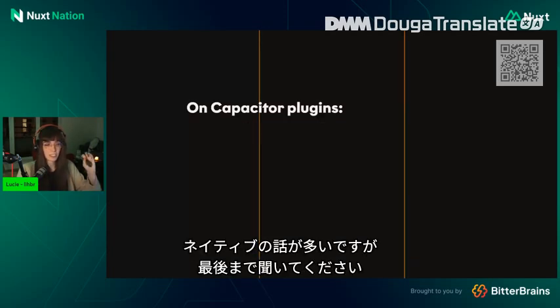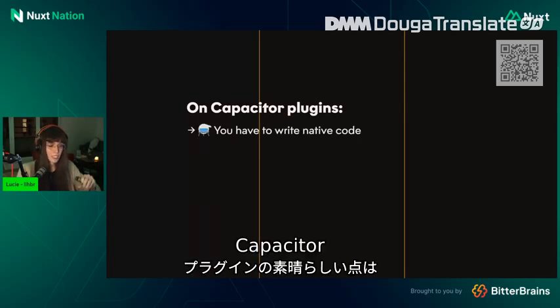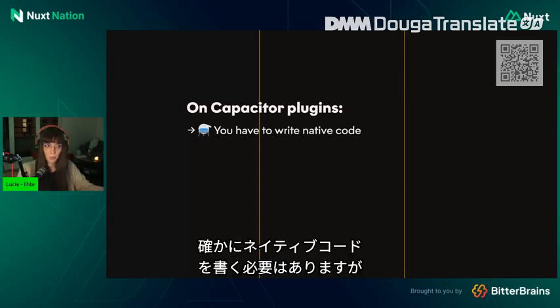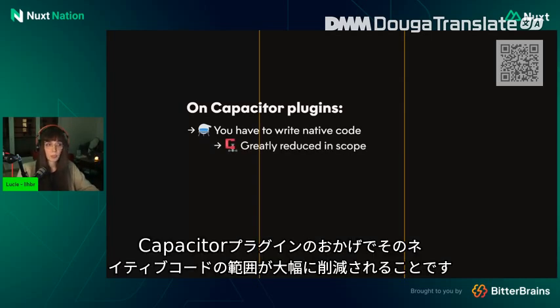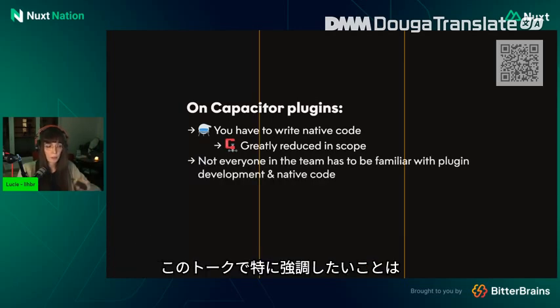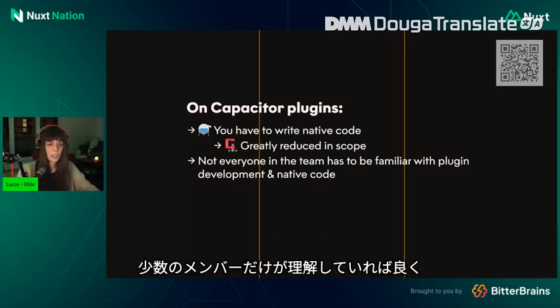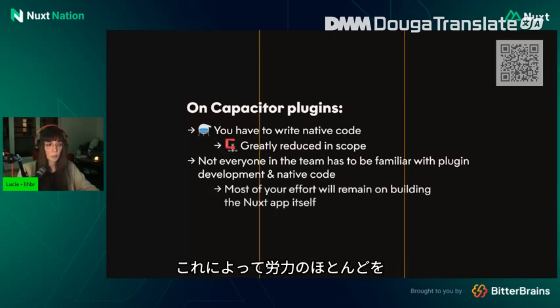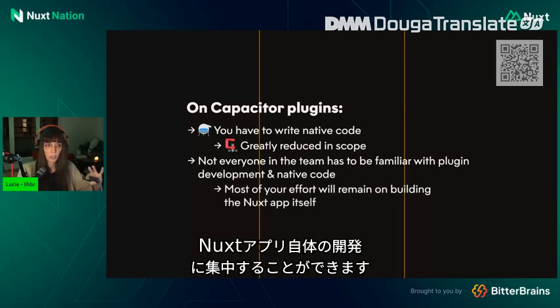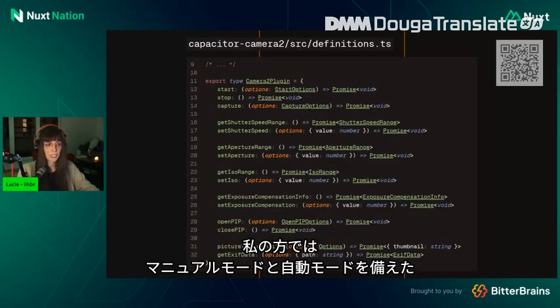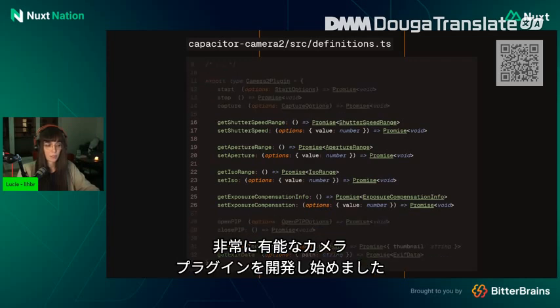I know we're talking a lot about native things here, but hear me out. What's great about Capacitor plugins is that sure, you have to write some native code, but that native code is greatly reduced in scope thanks to Capacitor. And one thing that I really want to emphasize for this talk is that not everyone in the team has to be familiar with plugin development and native code. Only a few have to be, and this allows you to still concentrate most of your effort on building the next app itself. On my end, I ended up with a really capable camera plugin with manual and automatic mode.